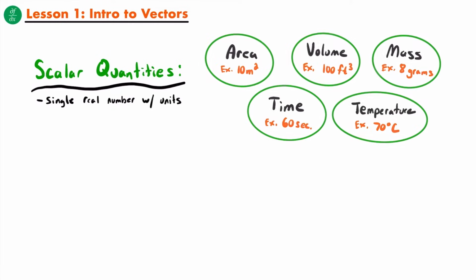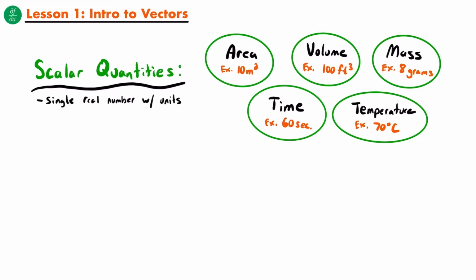All right, so this is a lot of the quantities that you have worked with in math up to this point. So for example, that could be area, where a measurement could be 10 meters squared. It could be volume, where a measurement would be 100 feet cubed. It could be mass, where we'd have a measurement of maybe 8 grams. Or it could be time, where we have a measurement of 60 seconds. And I guess that would also be 1 minute.